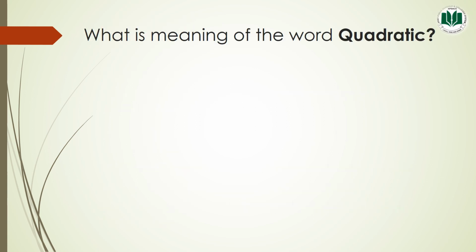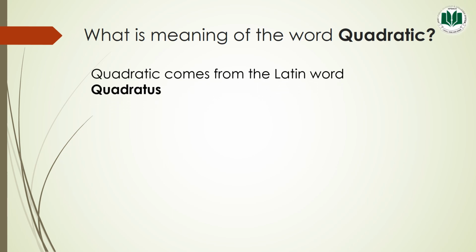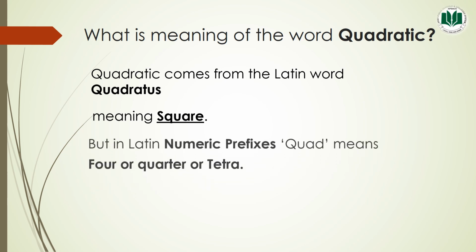Since there are many types of equations, but our today's topic is about quadratic equations, so you should know the meaning of quadratic. By the way, what do you think? What is meaning of quadratic? Actually, quadratic comes from the Latin word quadratus, which means square. And also you should know that the word quad is just one of the Latin numeric prefixes, which means 4 or quarter or tetra.